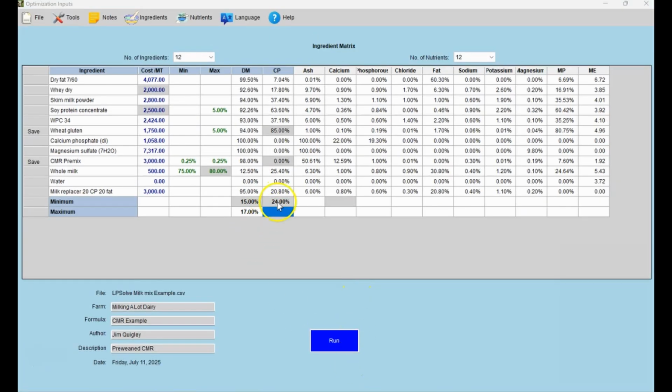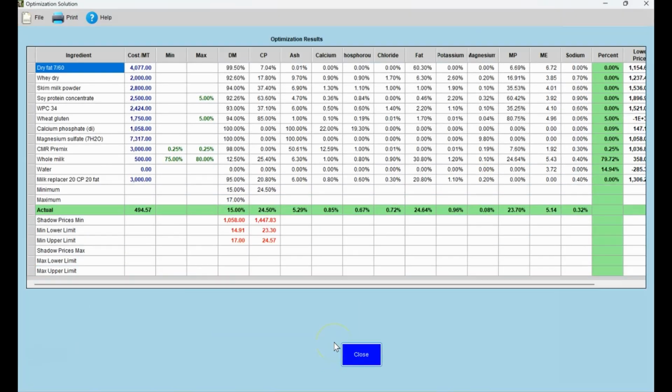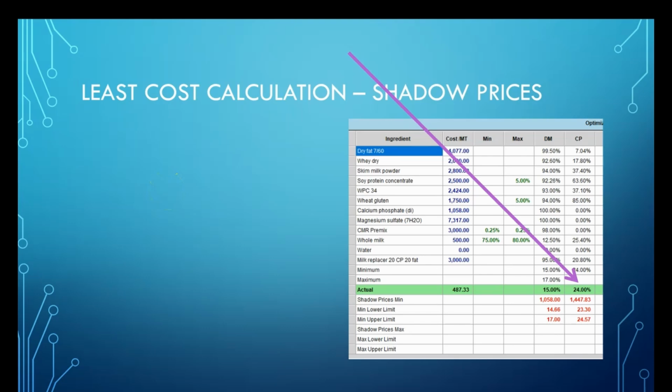To see this in practice, let's increase the minimum protein from 24% to 24.5%. This change keeps us within the allowable range. When we rerun the formulation, the ration cost increases from $487.33 to $494.57, a difference of $7.24 per ton. That result matches the shadow price exactly.